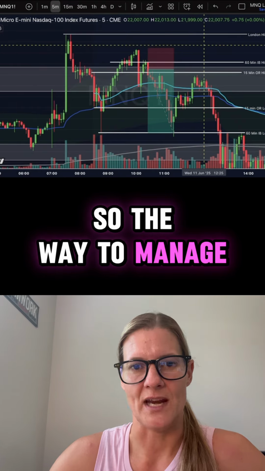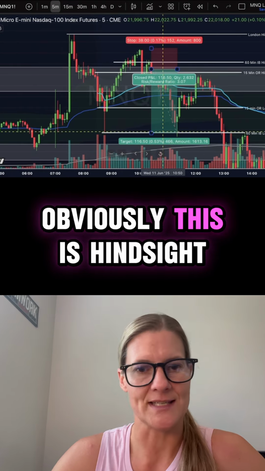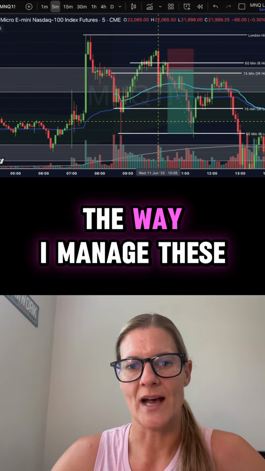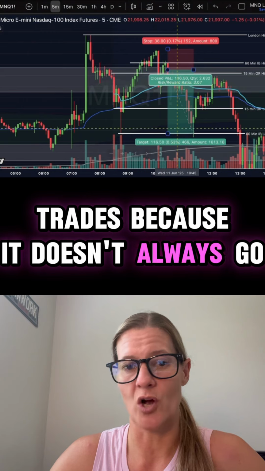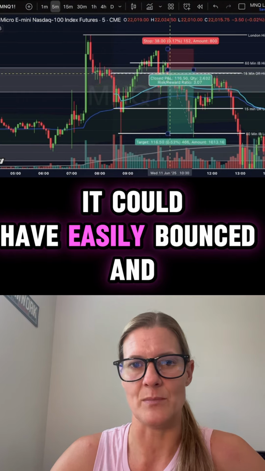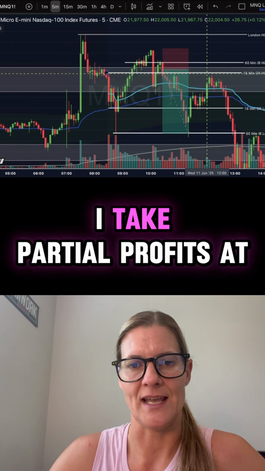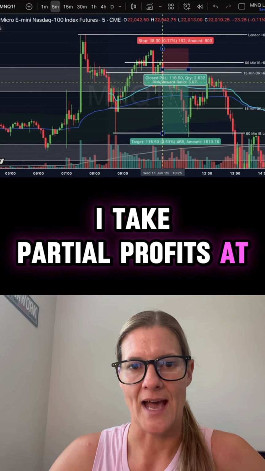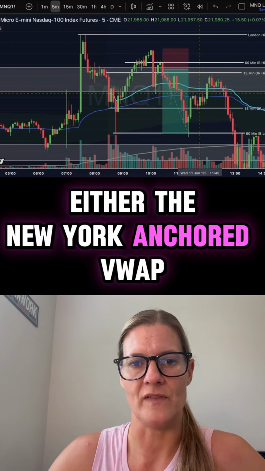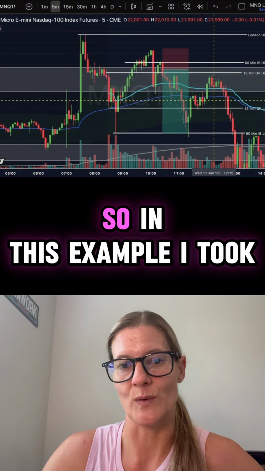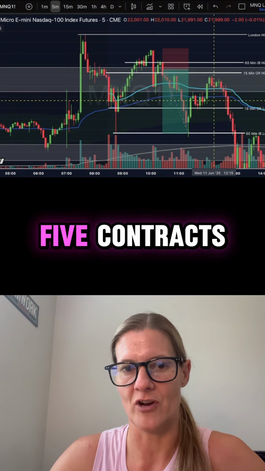So the way to manage this trade, obviously hindsight, it went all the way down to the initial balance low. The way I manage these trades, because it doesn't always go back down, it could have easily bounced and continued higher. What I do is I take partial profits at either the New York anchored VWAP or the overnight VWAP. I'll take partial profits. So in this example, I took 5 contracts.